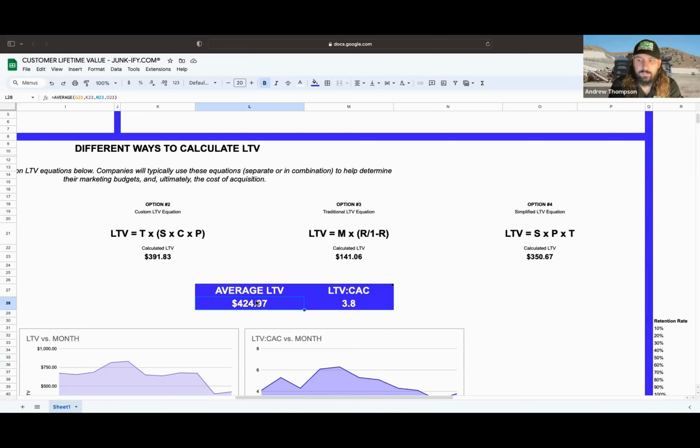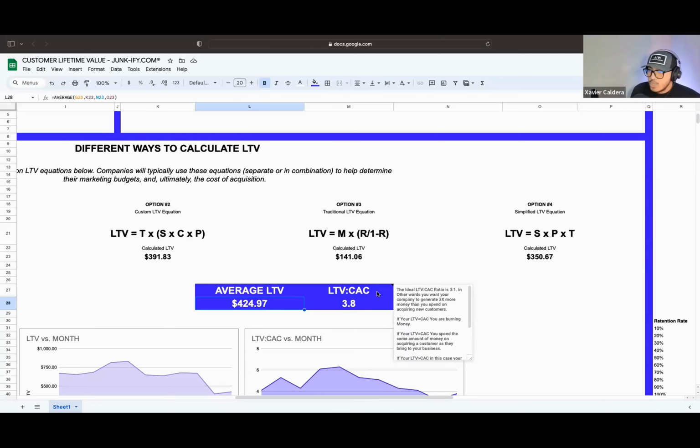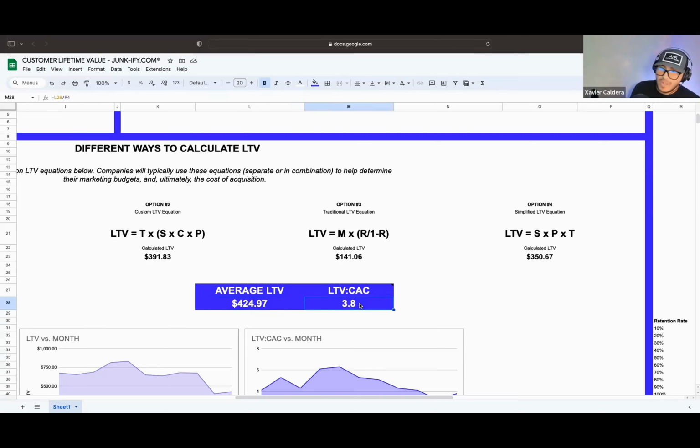So there's a relationship between LTV and CAC. This is just a simple ratio where you take into consideration LTV and your CAC, and that's 3.8. Okay, Xavier, what is 3.8? So what do I do with this? Very simple. The ideal LTV ratio is 3-to-1. In other words, you want your company to generate 3 times more money than you could spend on acquiring a new customer. If your LTV is lower than your CAC, you're burning money for sure. I mean, you don't want to burn money.